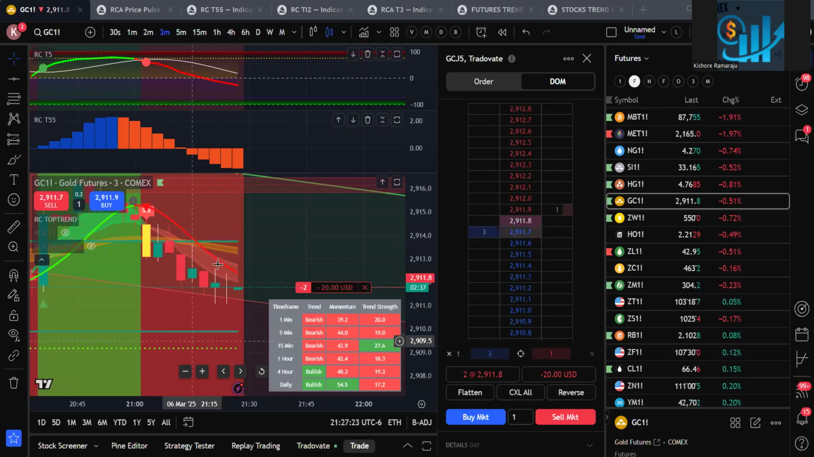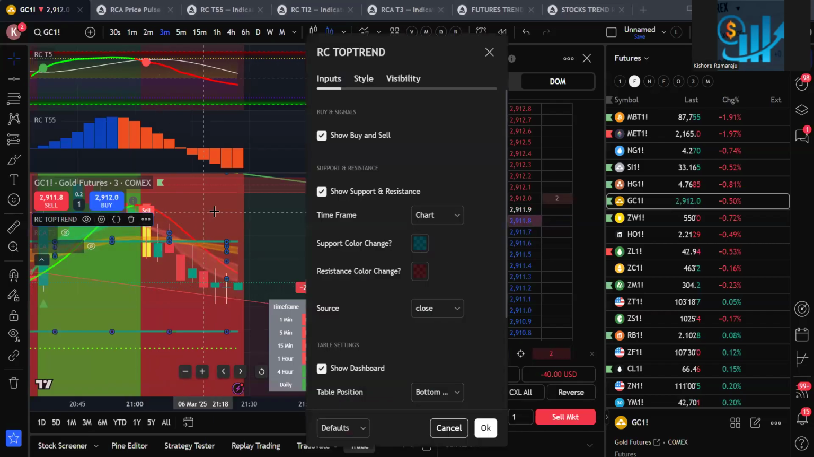This is the default color. You don't need to make any change. When you add top trend, you will get these colors. If you don't want these colors, you can always go to style and you can change them.